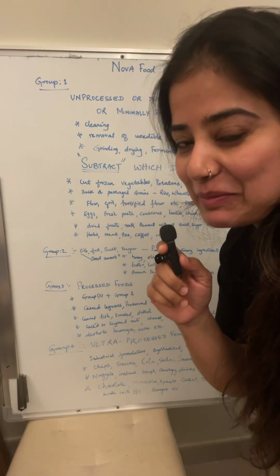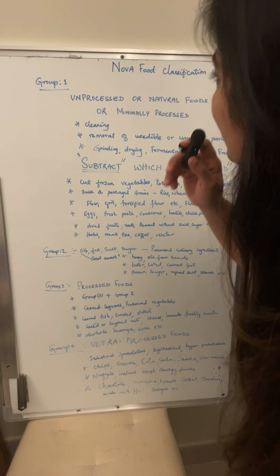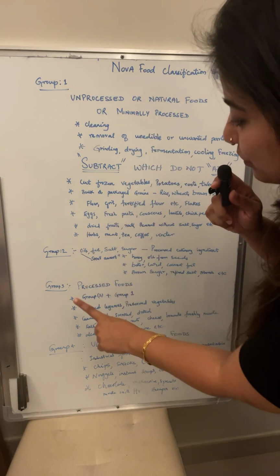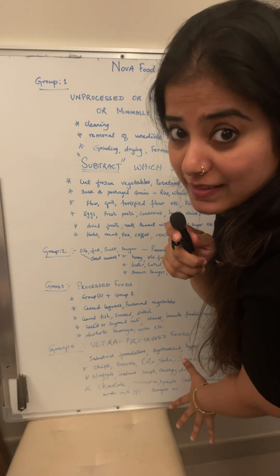Hello, I'm here to explain the types, or the classification, of food. This is called the NOVA food classification system. Here you have group 1, group 2, group 3, group 4. Group 4 is where we have a lot of discussion.